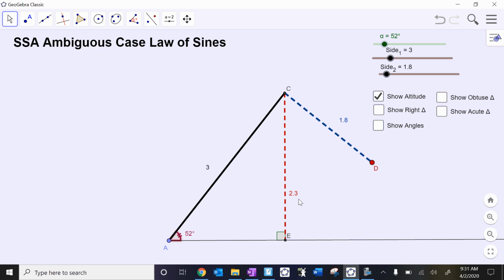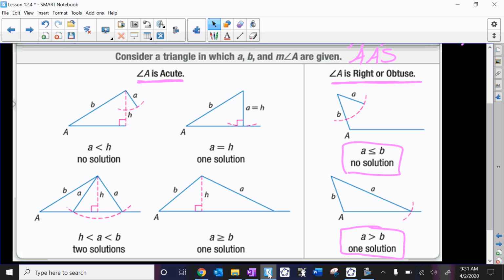Well, if A is actually less than H, I can spin this as much as I want. It never reaches the bottom, so therefore there would be no triangle. Right? That would be your first scenario. If A is less than H, your height, you do not have a triangle.